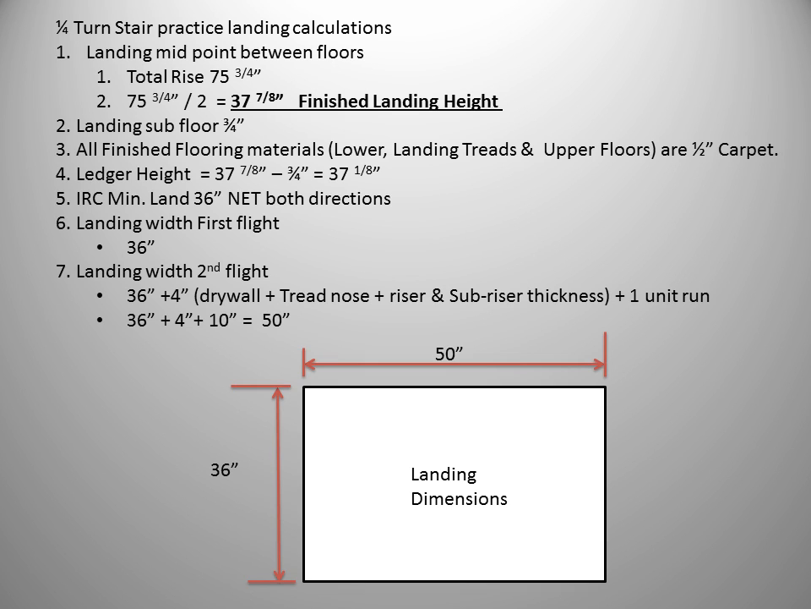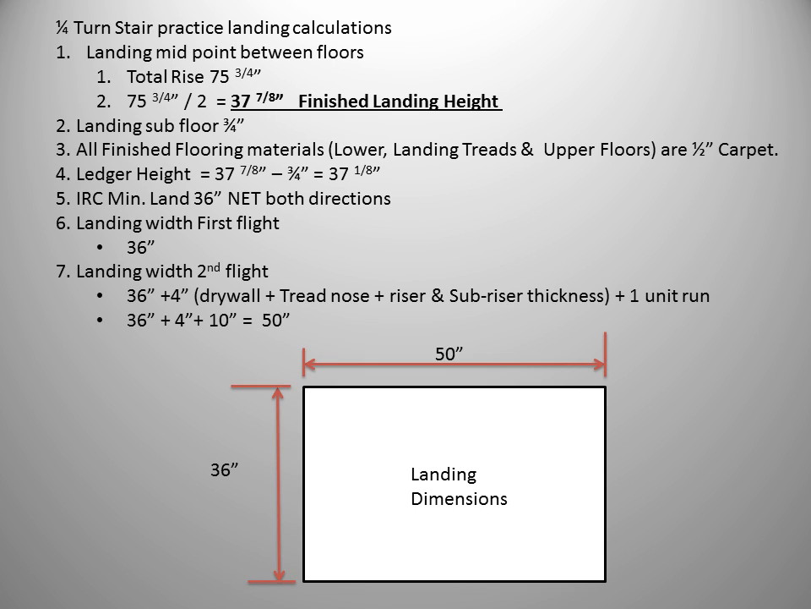In our example, our landing height is calculated to be 37 7/8 inches from the top of the lower finished floor to the top of the finished landing. Since all the flooring materials are the same in this example, we can also say that the subfloor to subfloor height of the landing is 37 7/8.